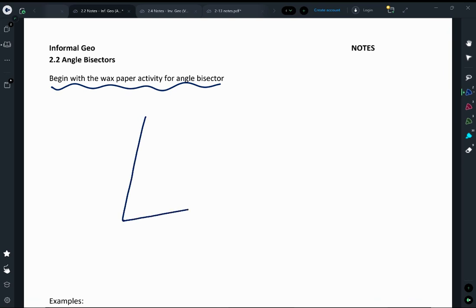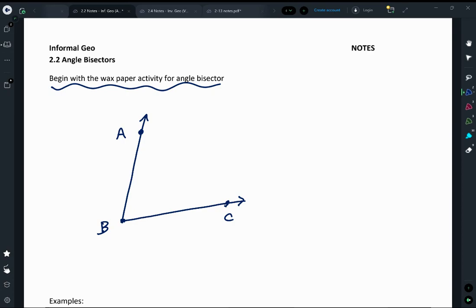We took an angle on our patty paper and then we folded up our angle sides, so that this side here, let's call it AB, when we folded it over, it matched with BC. So we were folding point A on top of point C.